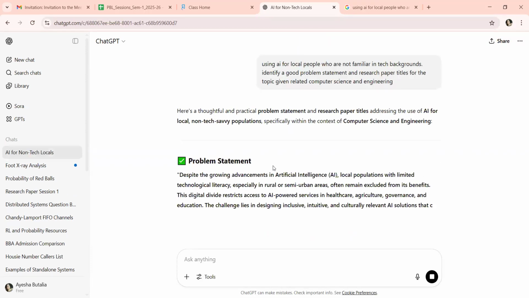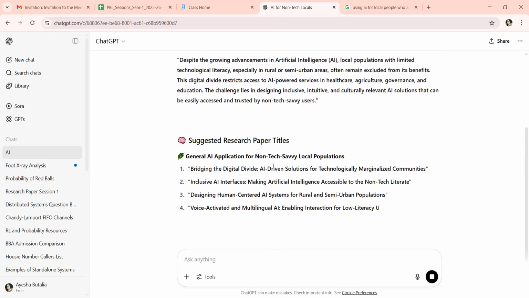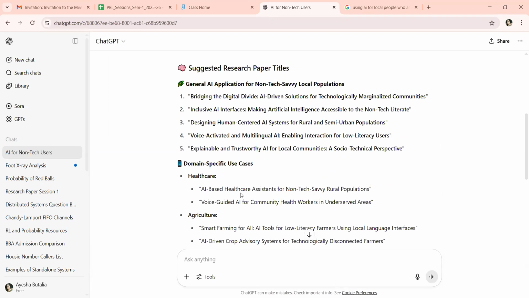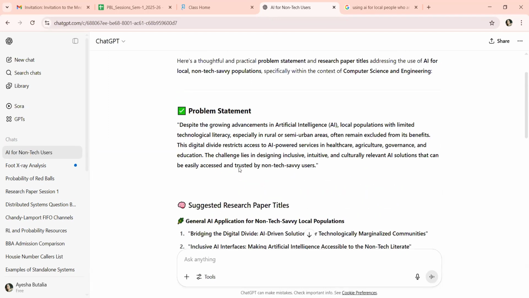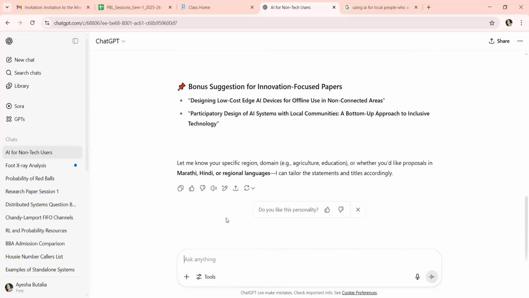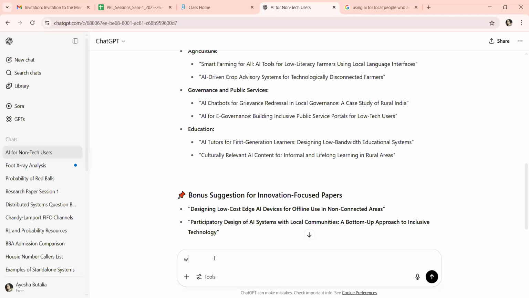So, for the problem statement, you get a lot of ideas, like bridging the digital divide: an AI-driven solution for technologically marginalized communities. These are different topics that are suggested for your related idea. Now, suppose you select this topic? You can ask ChatGPT which topic you find the best and novel.